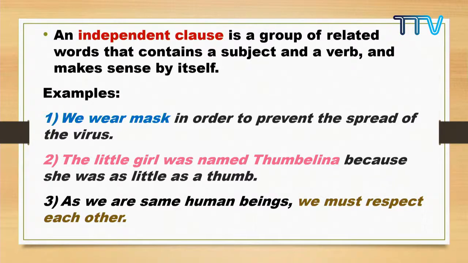Okay? In the third sentence, as we are same human beings, we must respect each other, we must respect each other is the independent clause here. So these sentences will roughly give you an idea about what an independent clause is, and how it looks. All right.